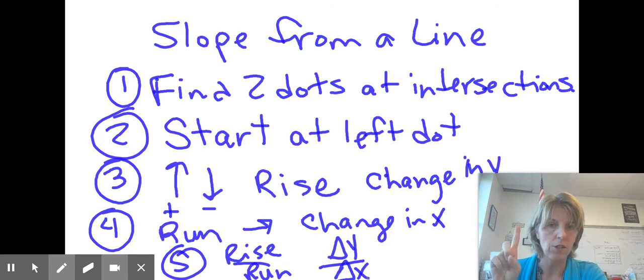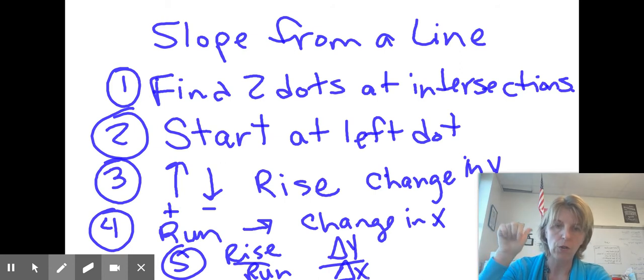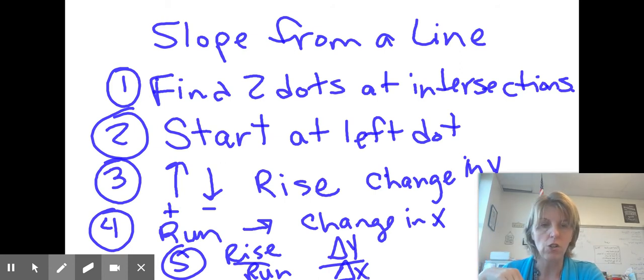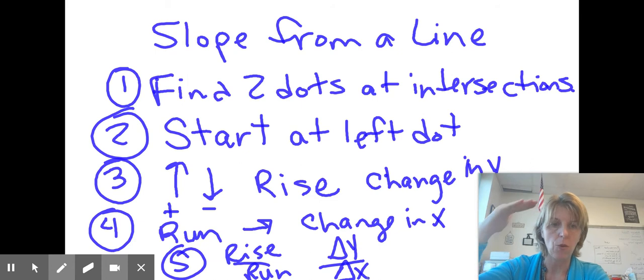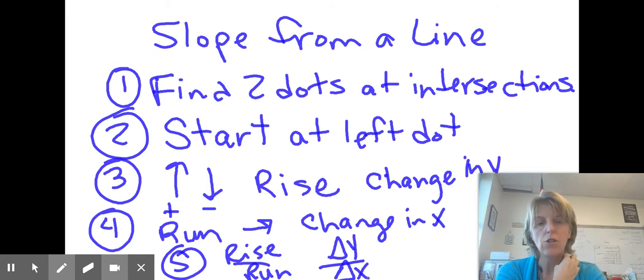Find 2 dots at intersections. Start at the left dot. I call it park your car. 3, elevator up or elevator down. You're going to go up or go down. So if you go up, your answer is going to be positive. If you go down, your answer is going to be negative. That is your change in y, because it's like how far are you changing on the y-axis? What the number's going from here on the y-axis to here. Then once you get out of the elevator, you're going to run to the office, always to the right. That is your change in x, and you write rise over run.